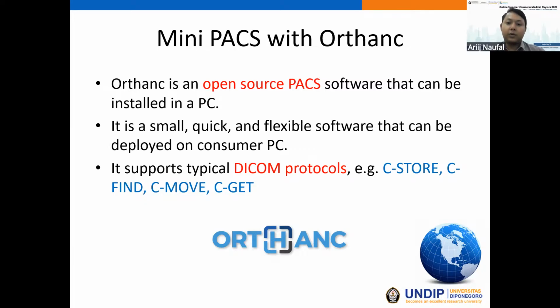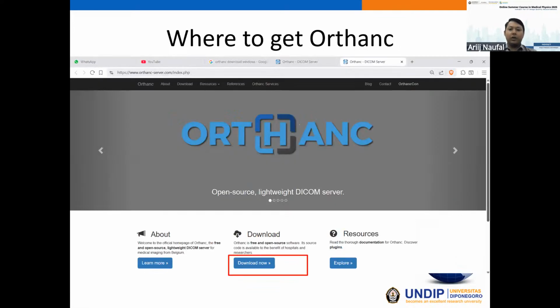Orthanc is an open source PACS that can be installed on a PC. It also supports typical DICOM protocols, as we mentioned before, such as C-STORE, C-FIND, C-MOVE, and C-GET. Move and get are basically similar to getting the DICOM files, to download, basically. So maybe you will ask where to get the Orthanc software. Orthanc is open software. We can visit the Orthanc website, or we can just Google Orthanc.